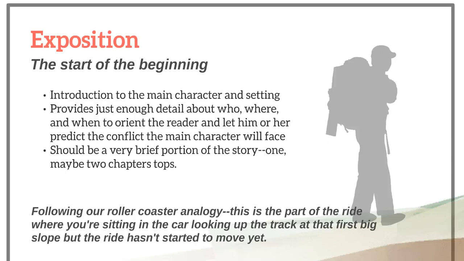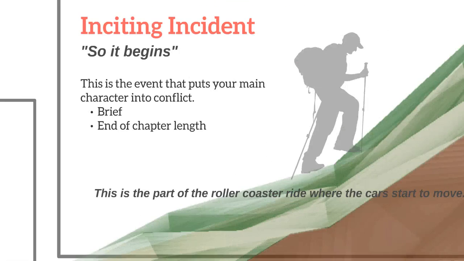And the exposition is our first hint at character development and conflict, so it's also our first introduction to the topics that the author is introducing as part of their theme. On our roller coaster analogy, this is the part of the ride where you're sitting in that car, getting buckled in, looking up at that big, long slope, but the ride hasn't begun yet.